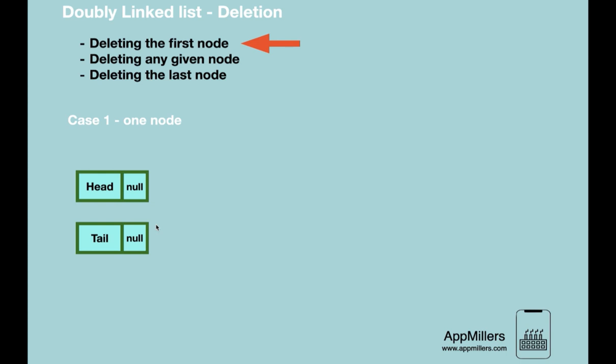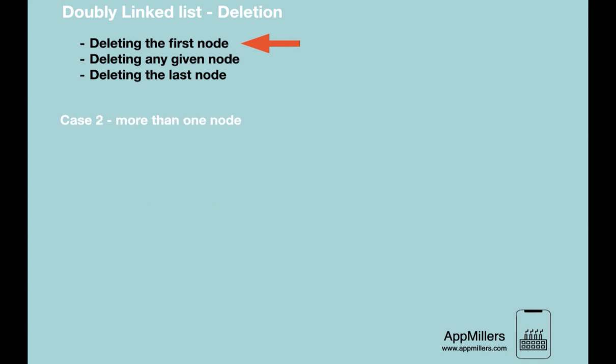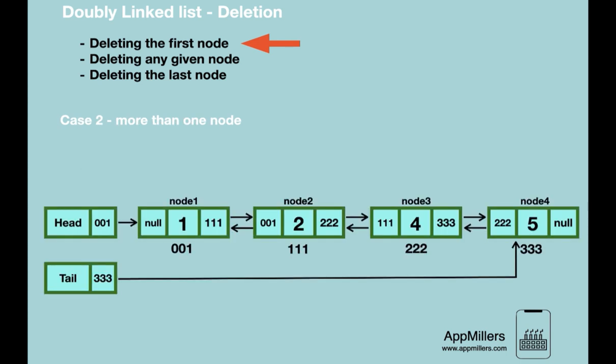Let's continue to the second case, in which we have more than one node in the double linked list. Let's say our double linked list is like this. Here we have more than one node and we want to delete node 1. So how do we do it? All we have to do is update the head reference to point to node 2. If we update the head reference with the next reference of node 1, this will create a link between head and node 2. If I set head to 111, which is the physical location of node 2, this creates a link between head and node 2, and by doing this we delete the link between head and node 1.